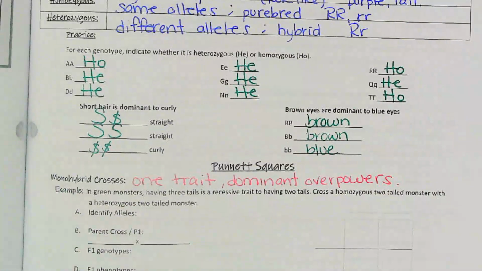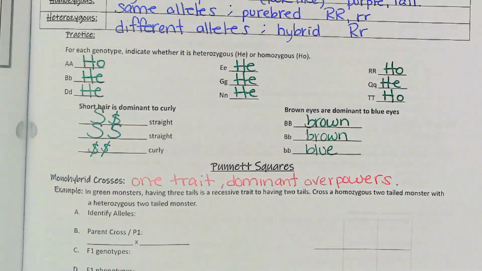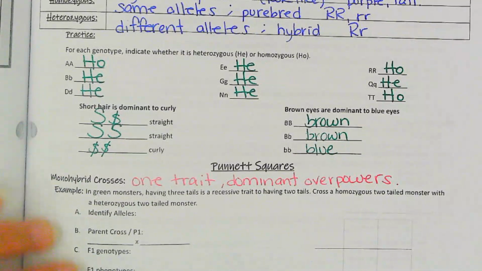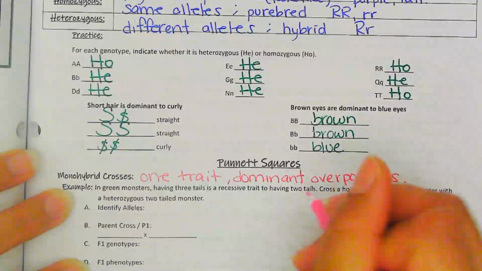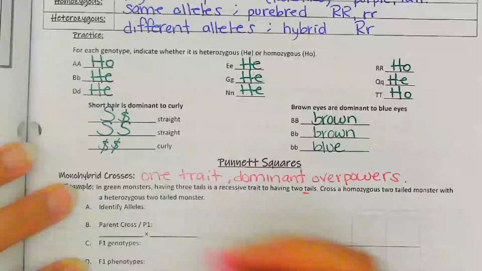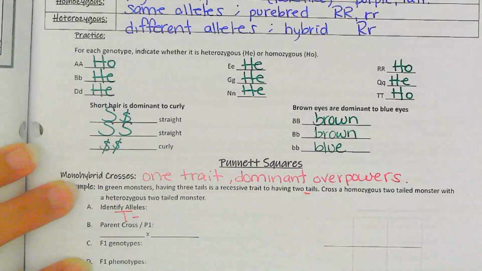So dominant's always gonna win. In a green monster, having three tails is recessive to having two tails. Create a homozygous two-tailed monster with a heterozygous two-tailed monster. So what letter should I use, do you think? What letter do you want to use? If I'm talking about tails, I'm probably going to use T. So capital T is two tails or three tails? Which one's dominant? Two.